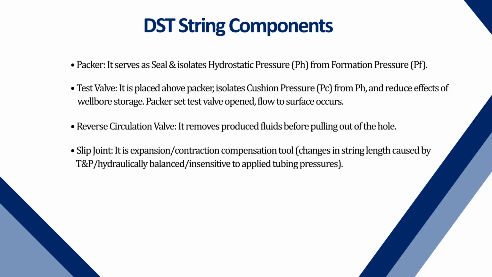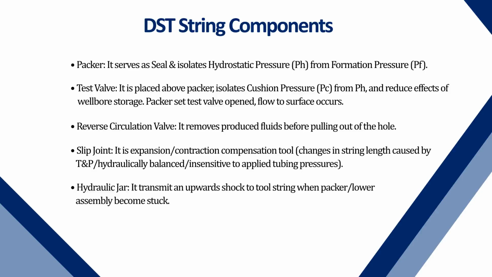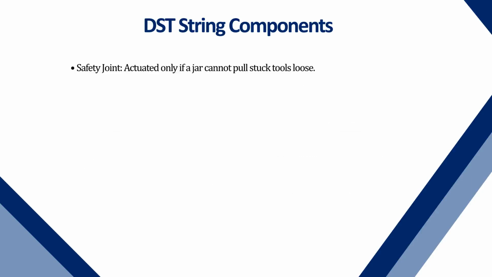Slip joint: it is an expansion or contraction compensation tool for changes in string length caused by T&P, or hydraulically balanced or insensitive to applied tubing pressures. Hydraulic jar: it transmits an upward shock to the tool string when the packer/lower assembly becomes stuck. Safety joint: actuated only if a jar cannot pull stuck tools loose. Safety valve: additional well control if the main downhole valve fails.